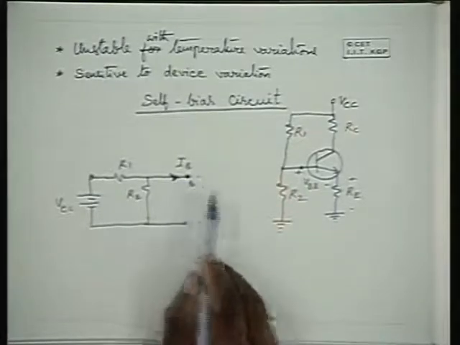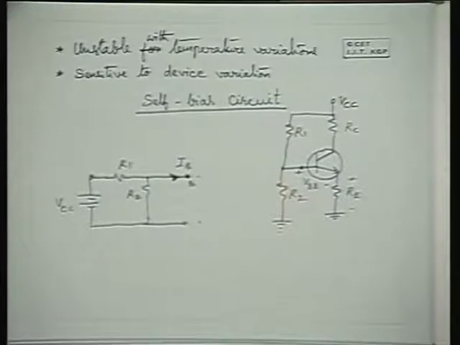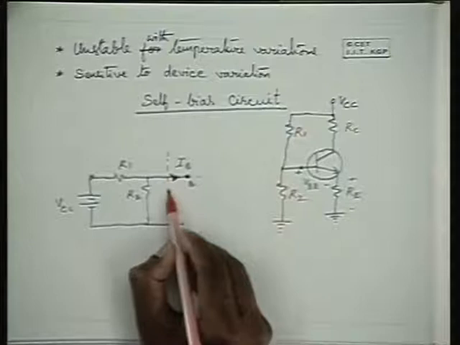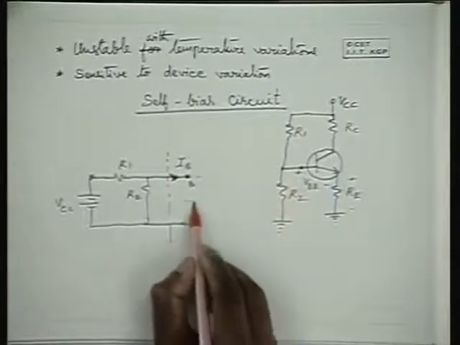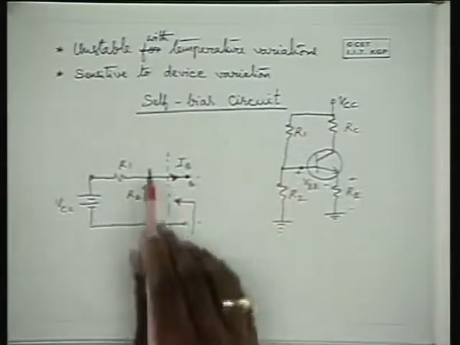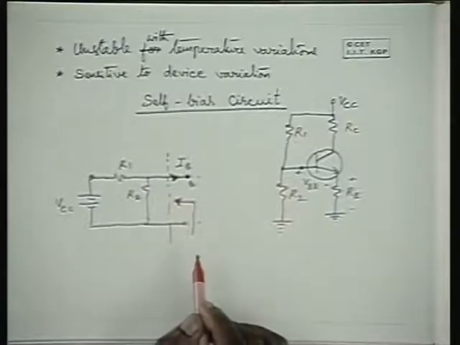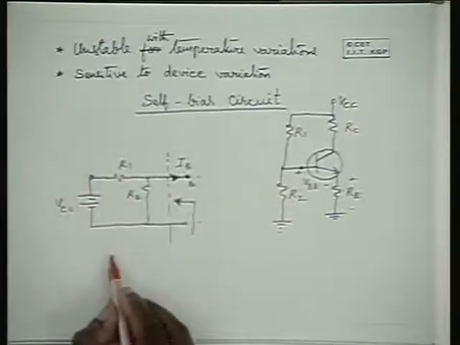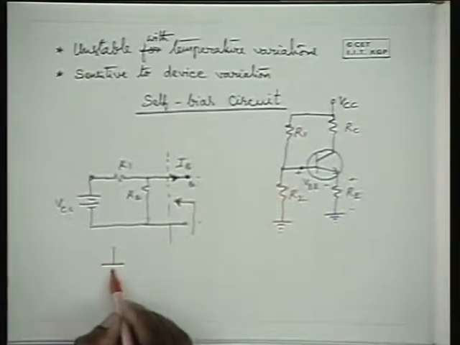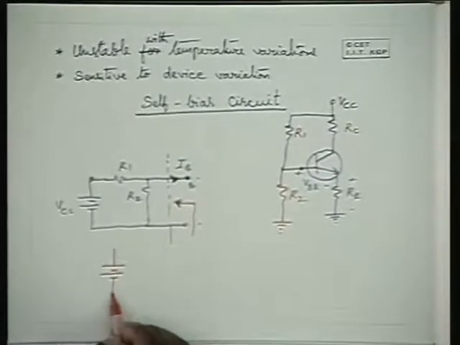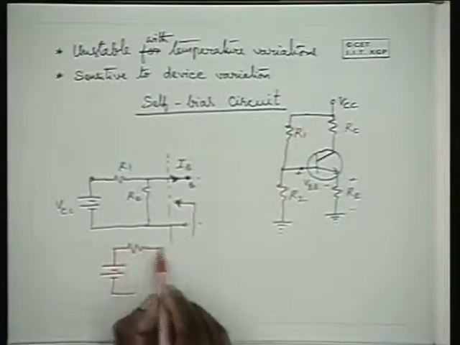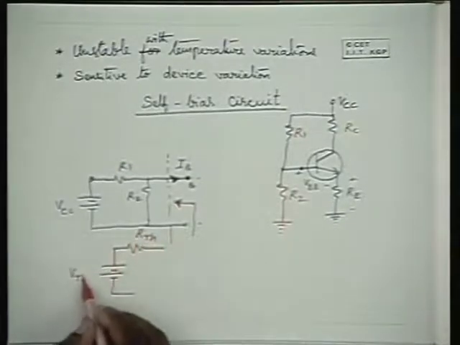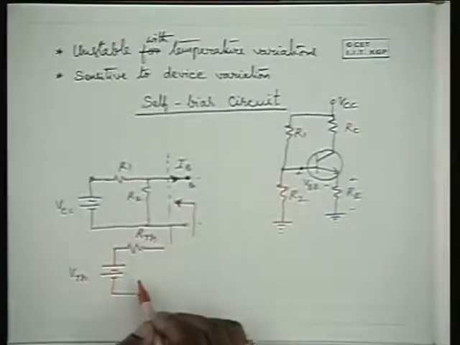When this is not negligible, how do you simplify the circuit? We can simplify the circuit by considering its Thevenin's equivalent between these two terminals. And according to Thevenin's theorem, this circuit can be replaced by a Thevenin's voltage source in series with a Thevenin's resistance.